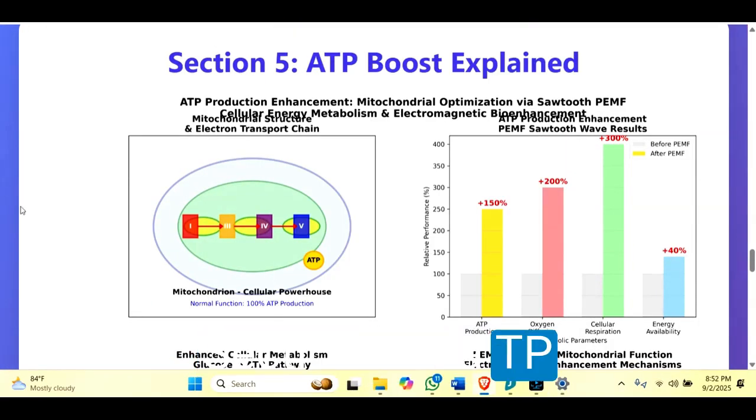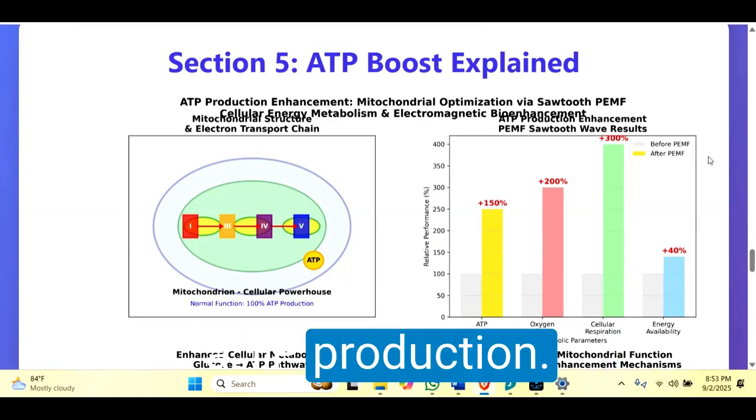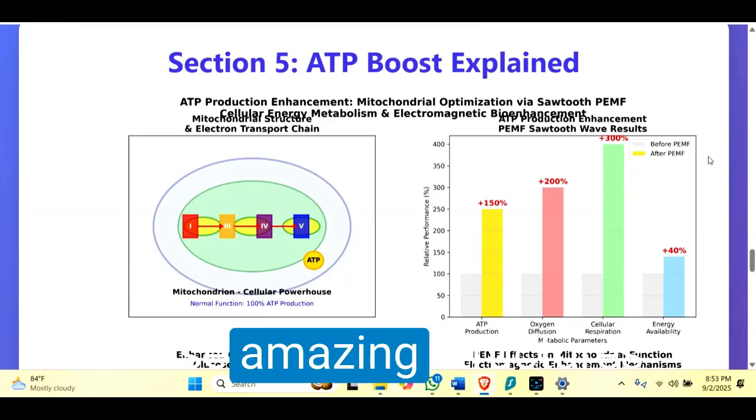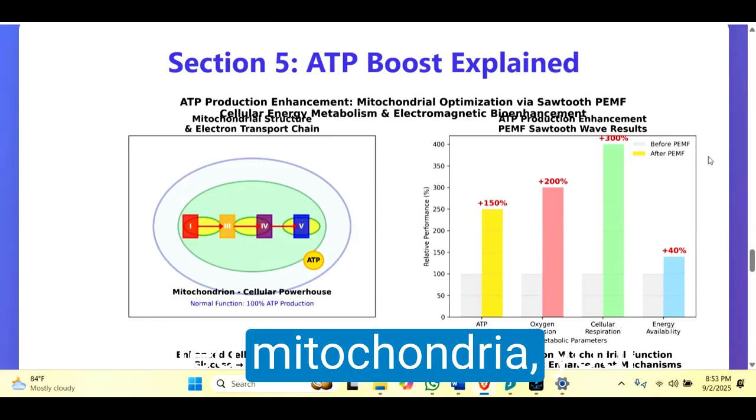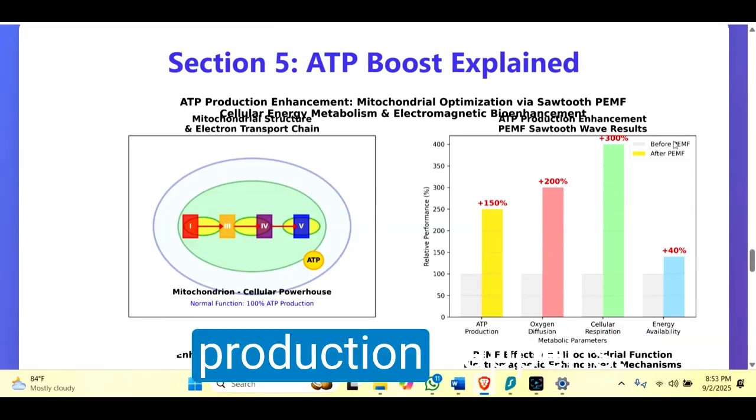Section 5, ATP boost explained. Let's connect all the ion transport to actual ATP production. Inside every cell, you have these amazing structures called mitochondria, your cellular power plants. So this is basically where the magic of ATP production happens.